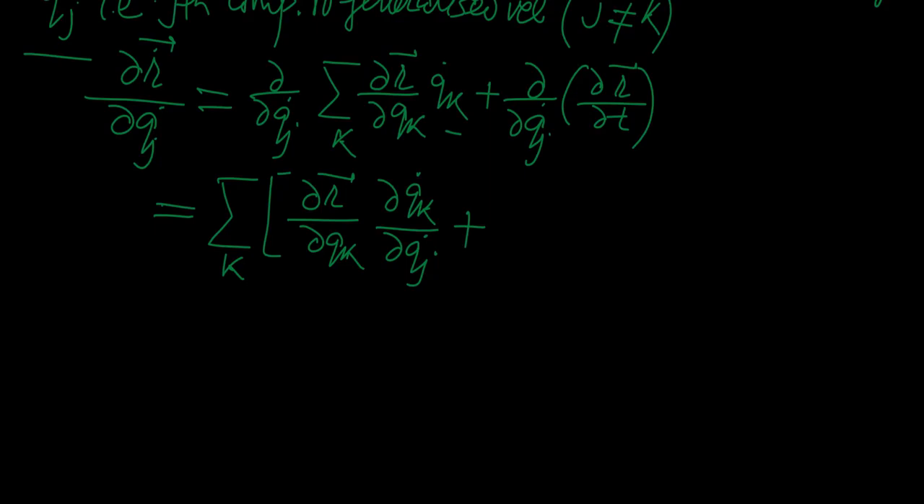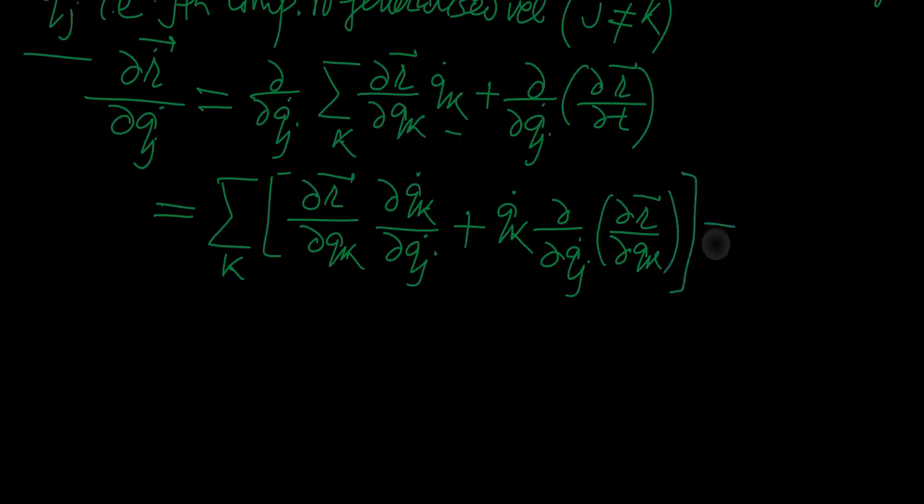Plus, now operate this operator on the first function and qk dot will be a multiplication factor. So this will be qk dot, del by del qj dot of del R by del qk, and plus the last term, this is del by del qj dot of del R by del t. Say this is equation number 3.